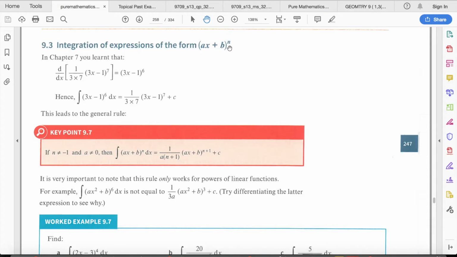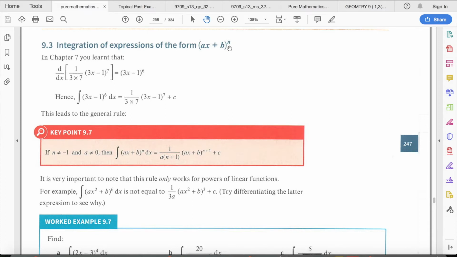First, before learning how to integrate this expression, I would like to revise the definition of integration. Integration was actually anti-differentiation. Whatever differentiation does, integration does inversely.